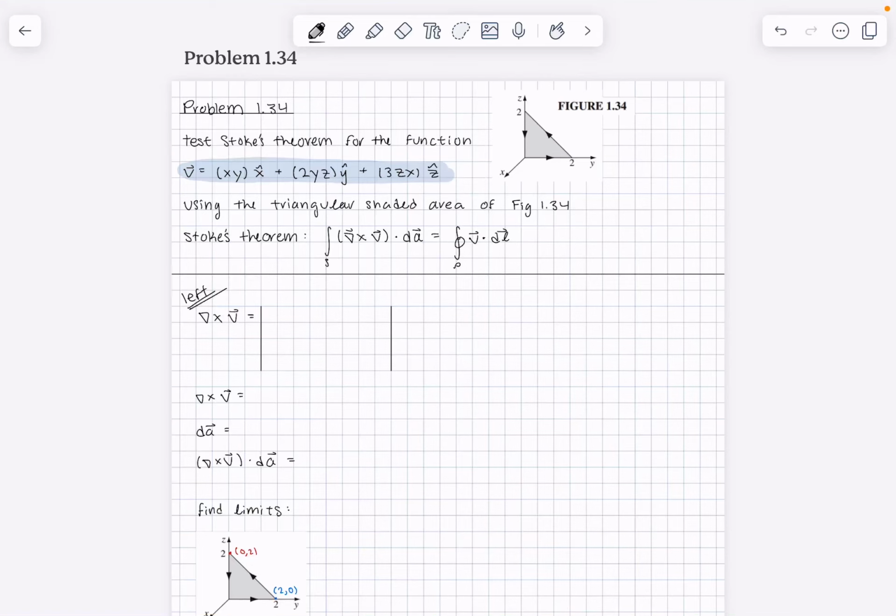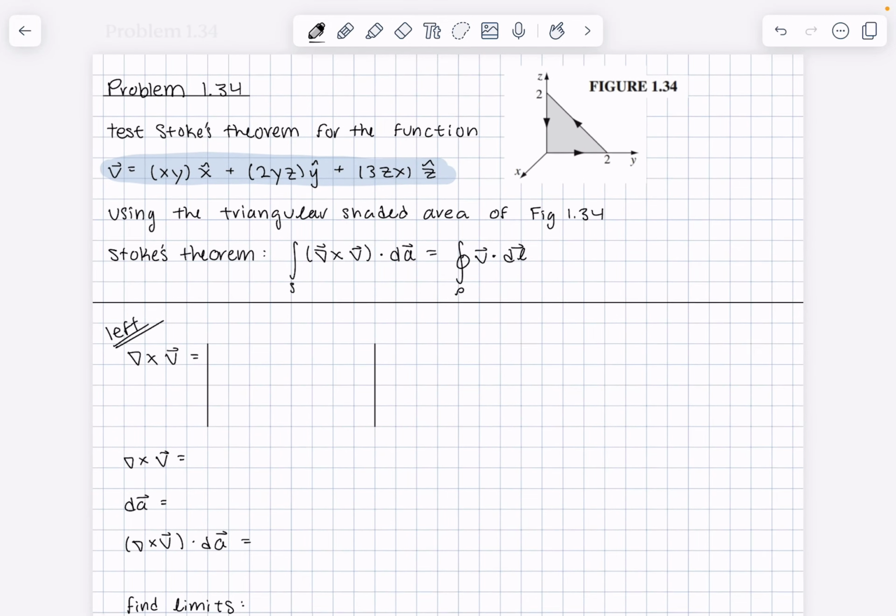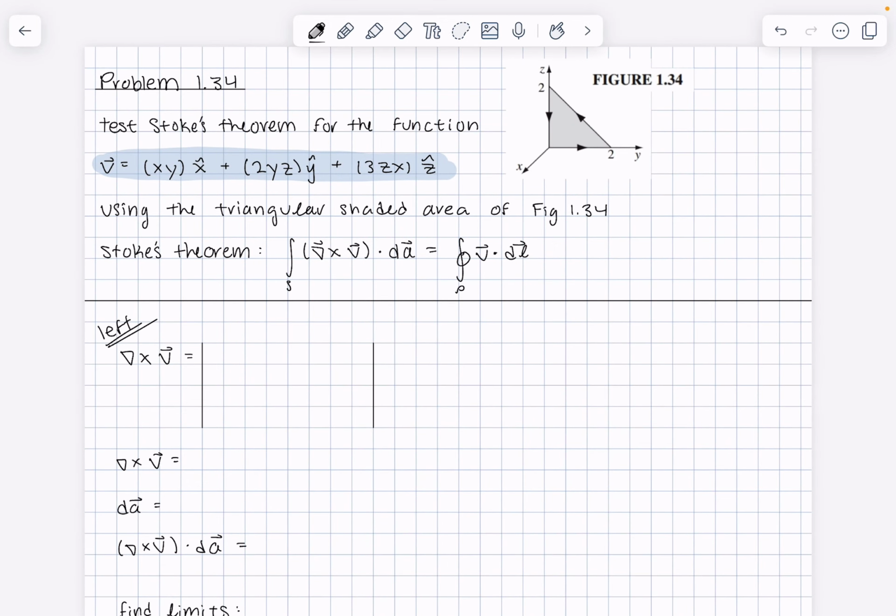Hello, today we will be looking at problem 1.34, which asks us to test Stokes' theorem for the function v equals xy in the x-hat direction plus 2yz in the y-hat direction plus 3zx in the z-hat direction using the triangular shaded area of figure 1.34, which is shown in the top right corner here. And I have Stokes' theorem written out here for a refresher.